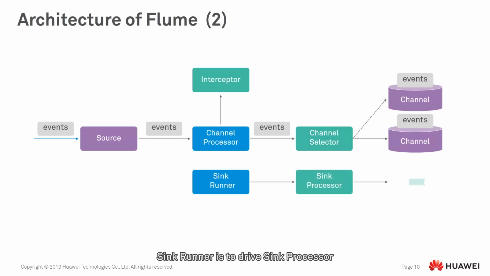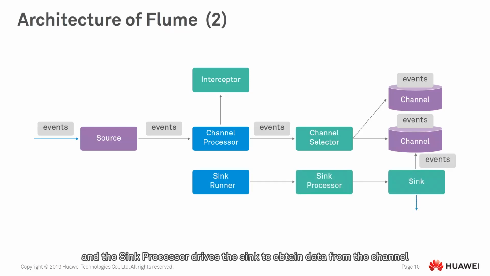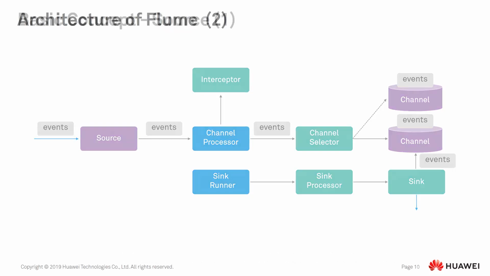The sink runner drives the sink processor, and the sink processor drives the sink to obtain data from the channel using different policies based on the user configuration. Currently, the policies include load balancing, failover, and straight-through. The main function of the sink is just to obtain data from the channel and save the data to different paths. An event is a minimum unit of a data string. It's transmitted from the external data source to the destination.